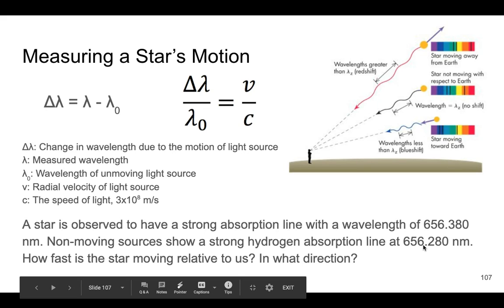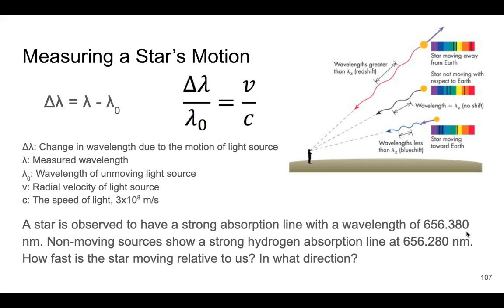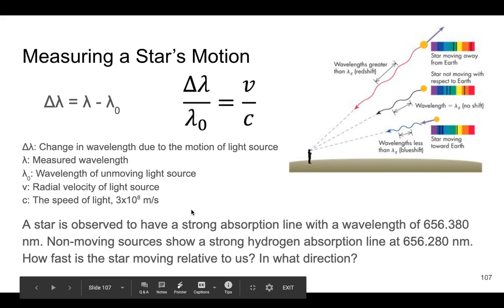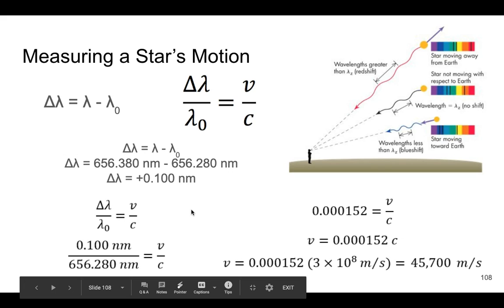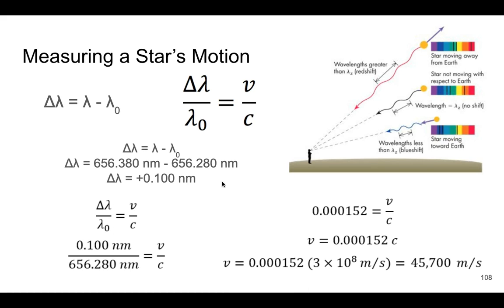Well, compare these two wavelengths. You're expecting hydrogen to have this one. It actually has this one. So the wavelength is a little bit longer, so delta lambda is positive. That means it's moving away from you. So here's the math for all that. You take what you got, you subtract what you expected, and that gets you a difference. In this case, the difference is positive.